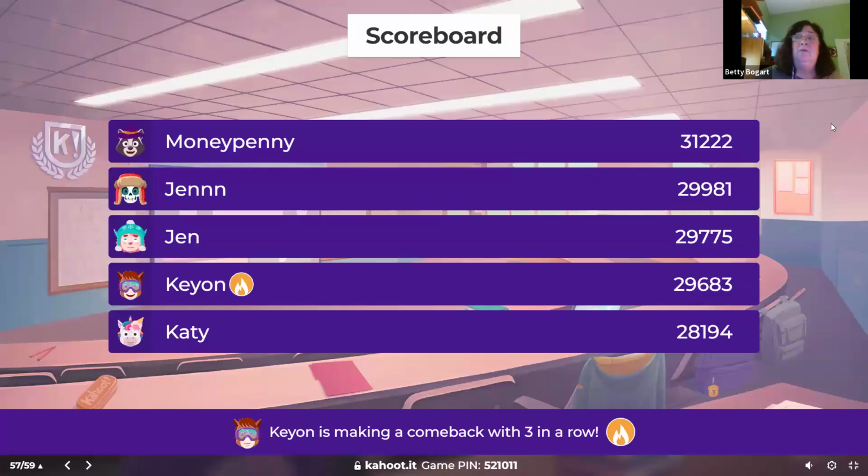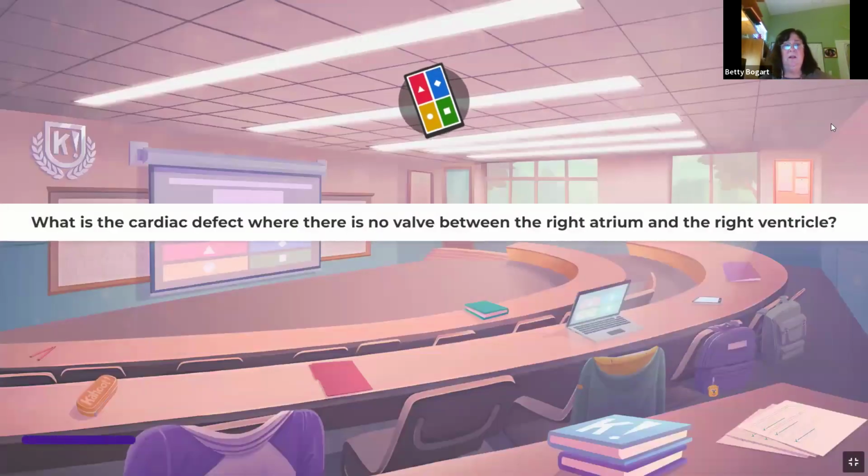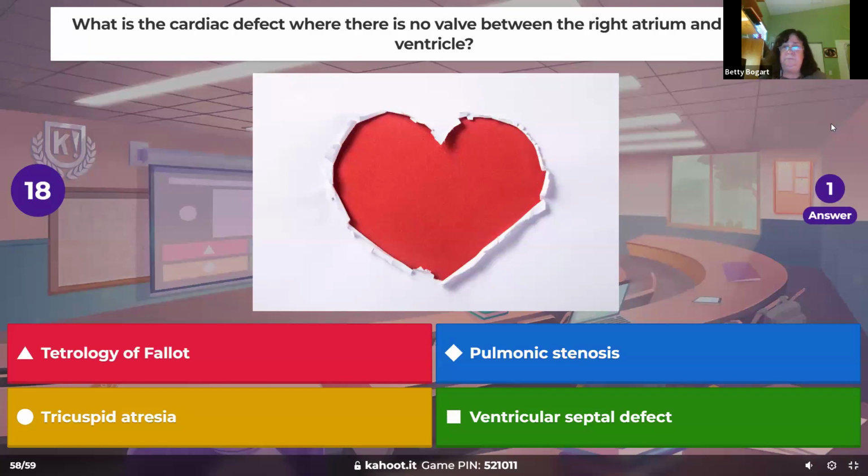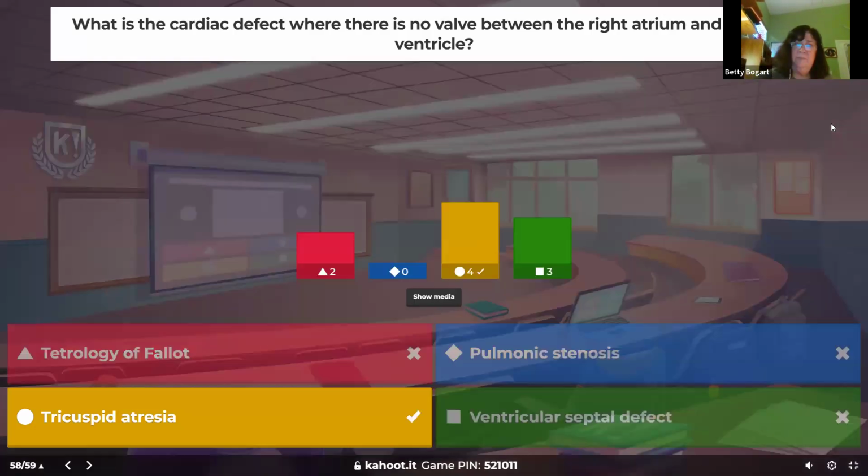They need bigger doses. What is a cardiac defect when there's no valve between the right atrium and the right ventricle? Well, what valve is there? Mitral, aortic, pulmonic, tricuspid. Which one? And it's the tricuspid valve that is there. Again, go back and look at your anatomy.